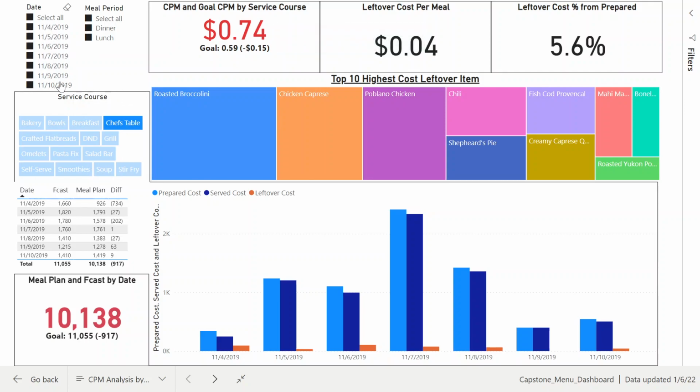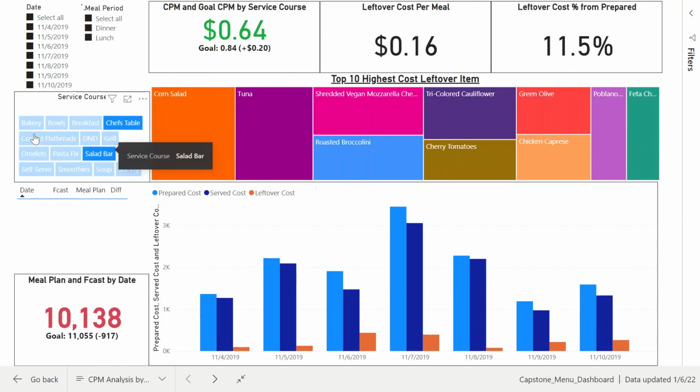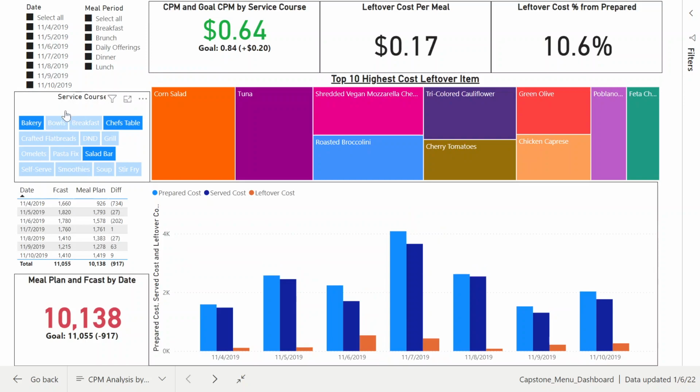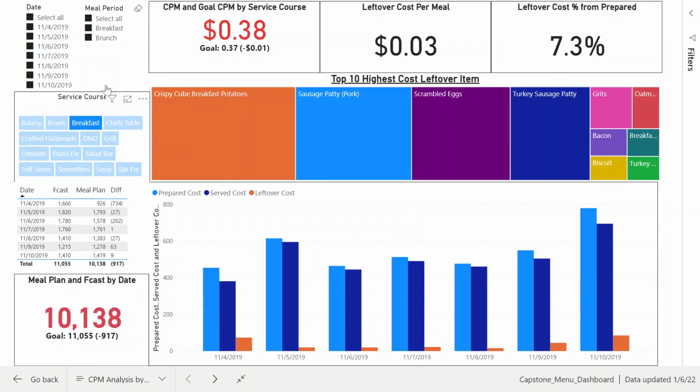Underneath of it is our service course slicer. The service course is the actual station within the dining hall where people choose to get their meal from. Oftentimes in large dining halls like this, we don't have every single station open at one time, and nor do people go to every single station that's open. So this slicer allows for the operators to bump up stations against one another that might be open at a single time, or to isolate stations to analyze their performance.